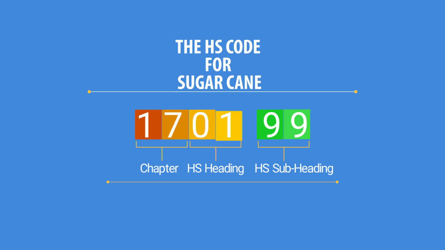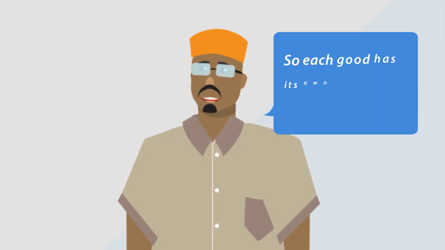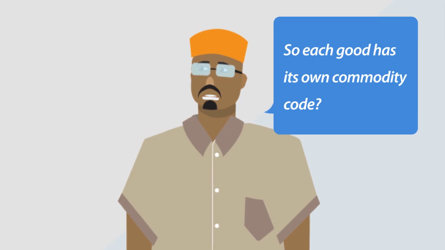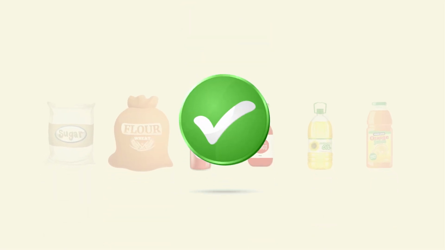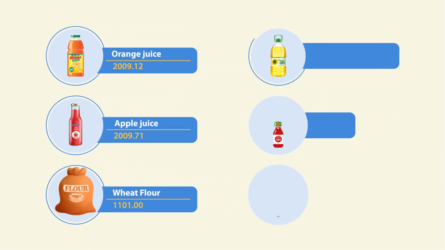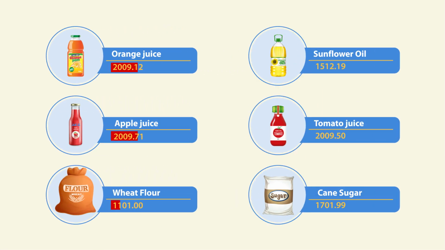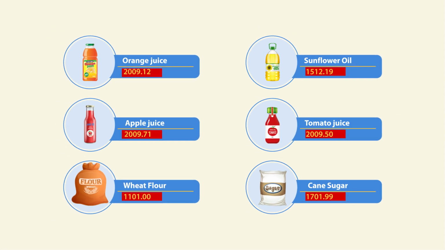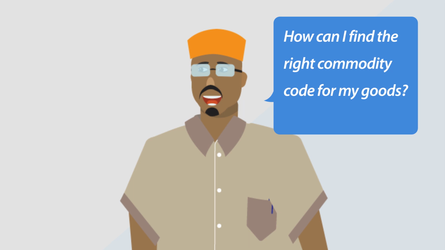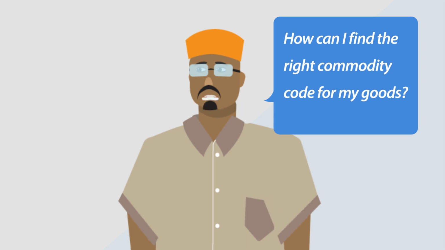There are at least 6 numbers on the SOMSAD form for Somalia. So each one of these different goods has its own commodity code. Yes, that is correct. Each one of your goods has a different commodity code, and it is your responsibility to determine what that commodity code is. How do I find out what the correct commodity code for each of my goods is?